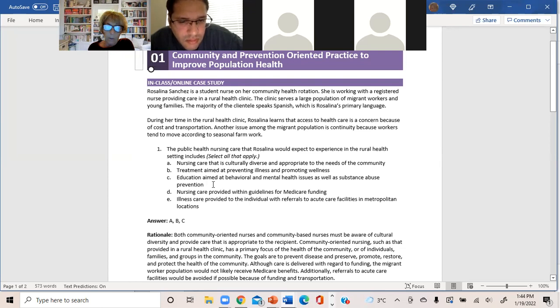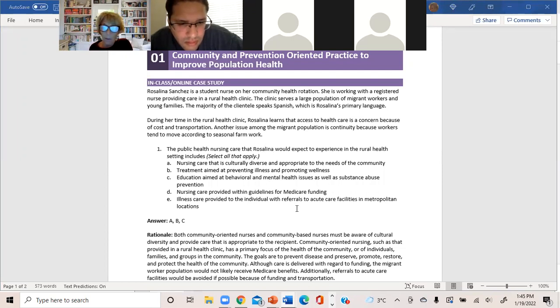And here's the question. I don't care that we can see the answers, because we're going to have to get the right answers anyway, but I want to get to the rationales. So, the public health nursing care that she would expect to experience in rural health: nurses that are culturally diverse. Yes. Treatment that's aimed at preventing illness. Yes. Promoting wellness. That's what rural nursing is. And education aimed at behavioral and mental health issues, as well as substance abuse.